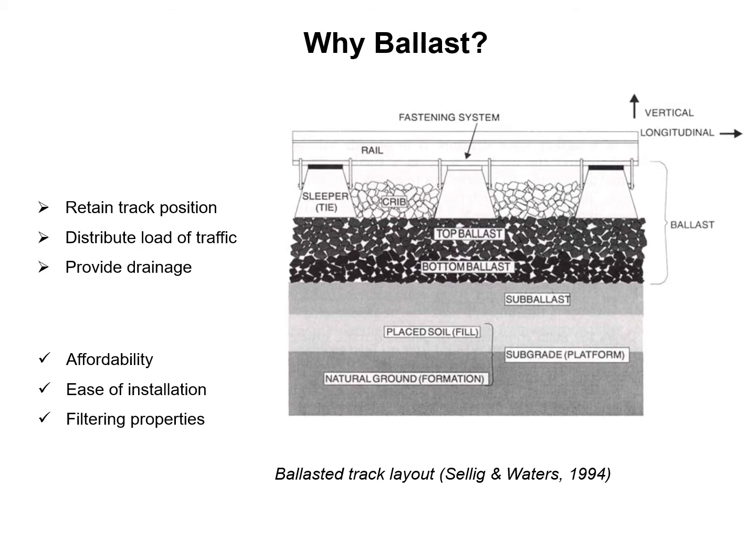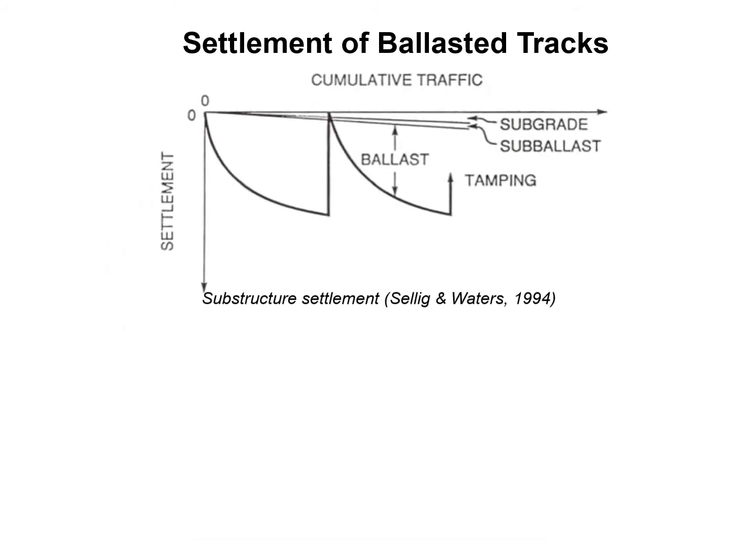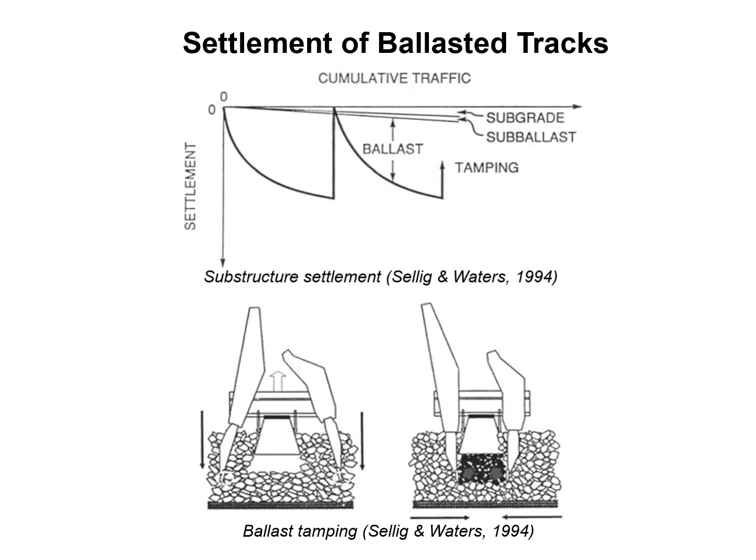filtering properties. The design of ballasted tracks is largely empirical, and research has shown that the ballast undergoes important settlement under traffic loads. This calls for frequent track maintenance, which is ballast tamping, to reset the track geometry. However, this leads to the deterioration of the ballast material.